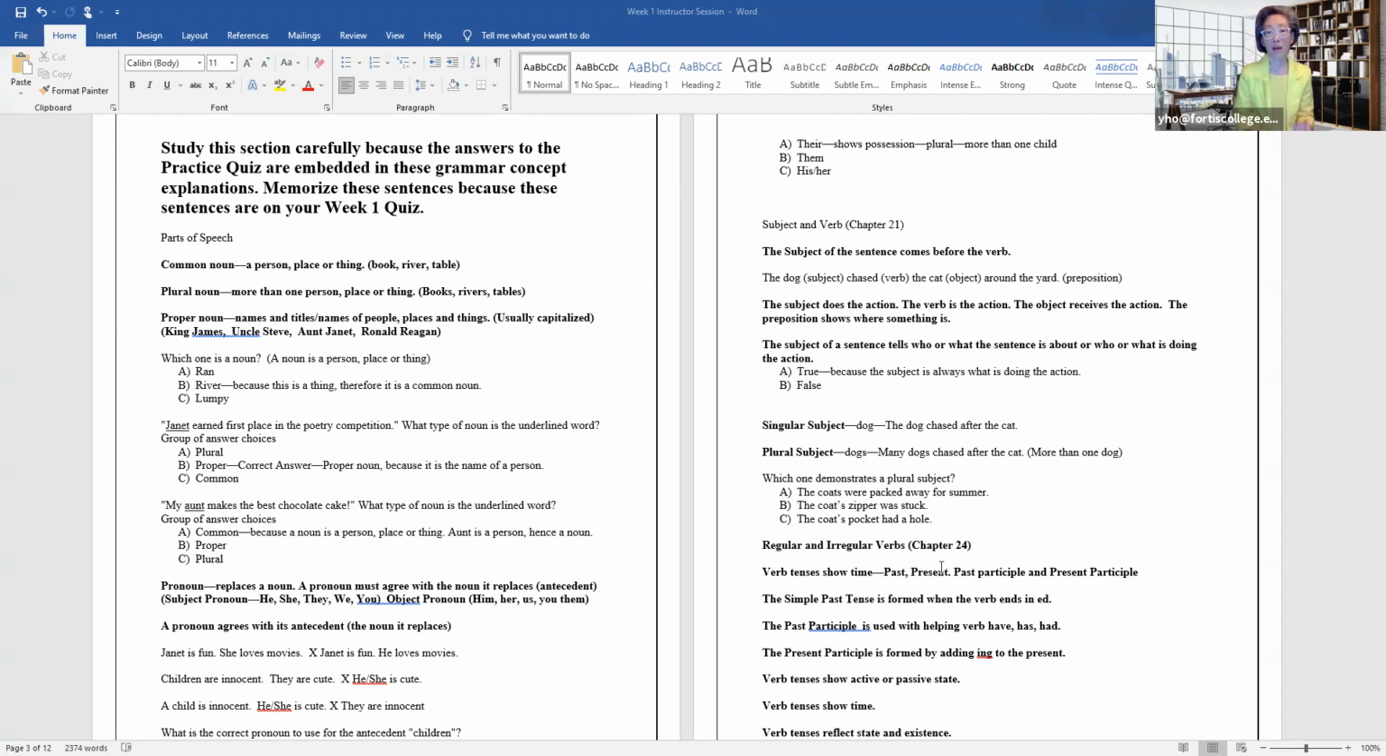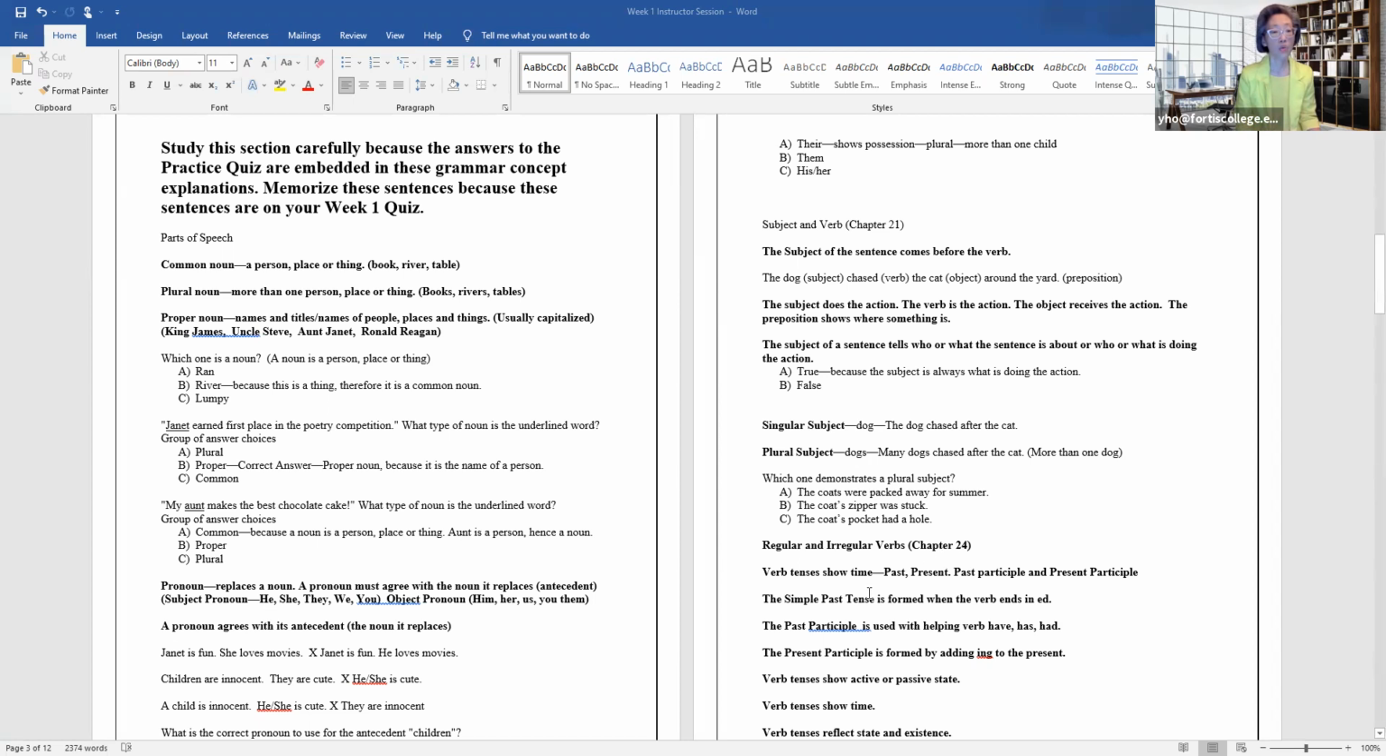A plural noun is more than one person, more than one place, or more than one thing. Examples of plural nouns are books, rivers, tables. A proper noun is a name or title, the names of people, places, and things. And when you have a proper noun, you always have to capitalize it.